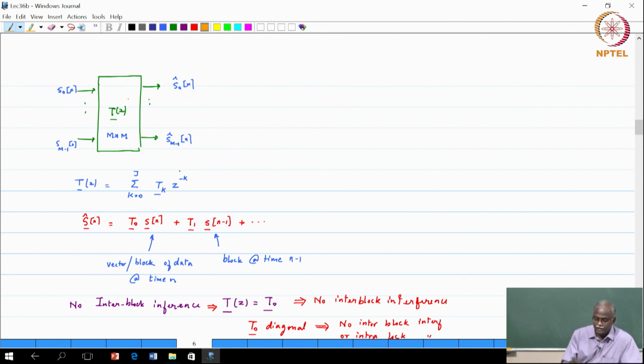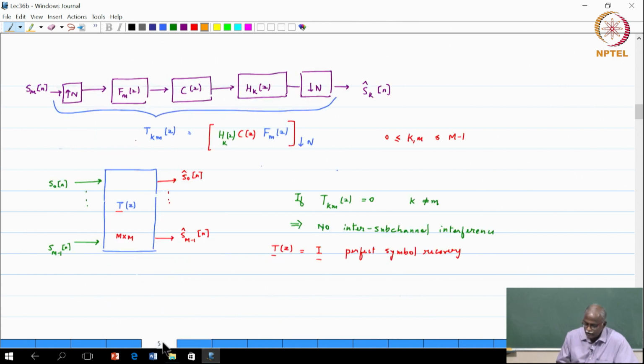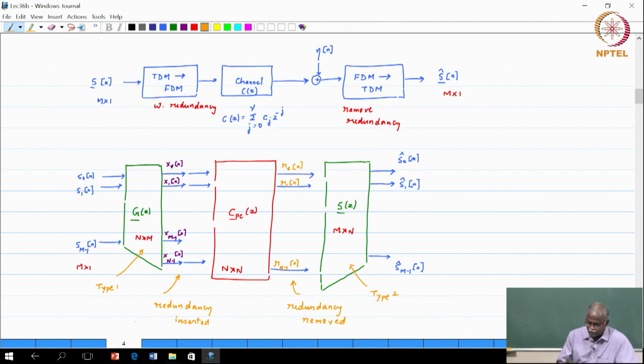Okay, the matrix T of Z, you can interpret it as a polynomial of matrices, and that is what tells us how to get rid of interblock and intra-block, all of those elements. These are the observations that we have. Now, one more comment which is useful at this point. Okay, this is what we had made in yesterday's class. Let me just sort of put it in a box to the right.